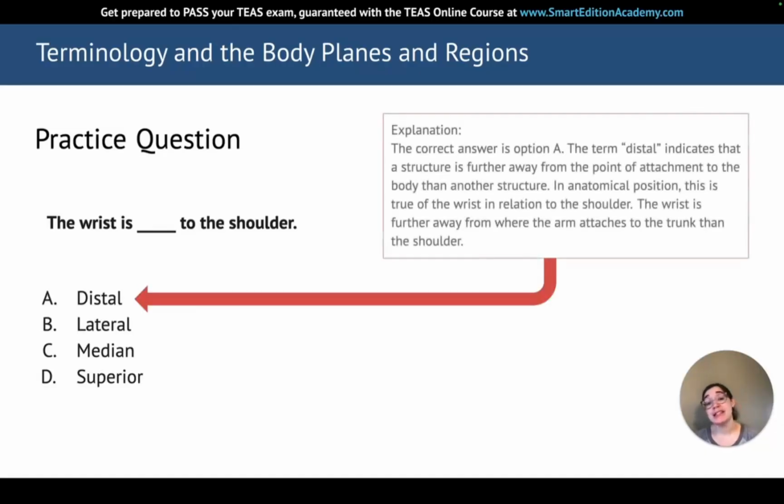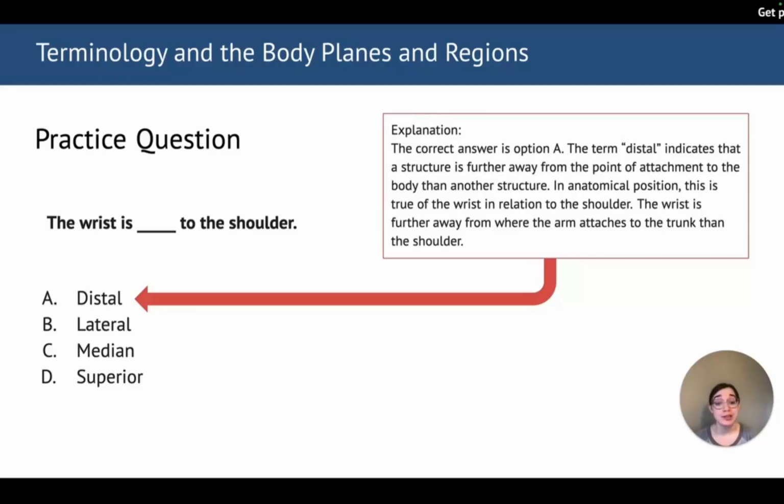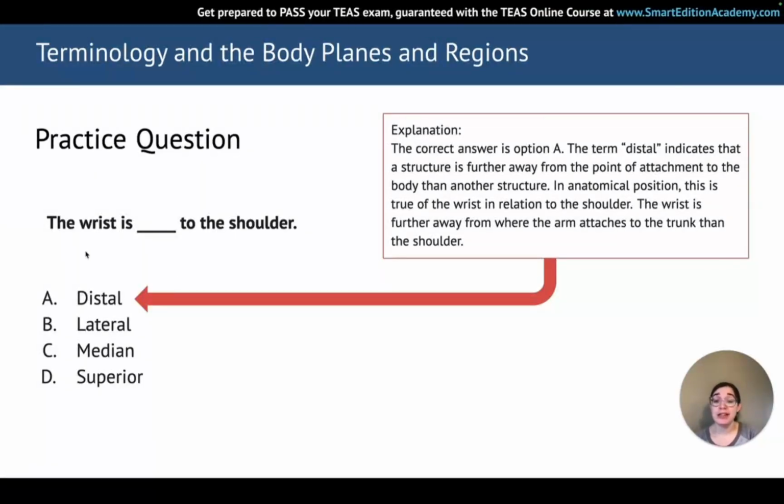So this is very similar to the practice question that we just went through. Remember that the term distal indicates that one structure is further away from the point of attachment to the body than another structure. So when we're thinking about a person in anatomical position, this is certainly true of the wrist in relation to the shoulder. The wrist is further away from where the arm as a whole attaches to the rest of the body than the shoulder is. So that makes sense that distal is our correct answer.